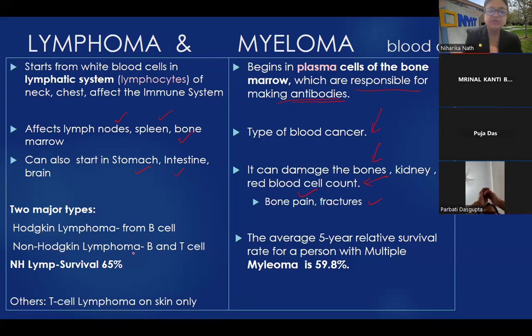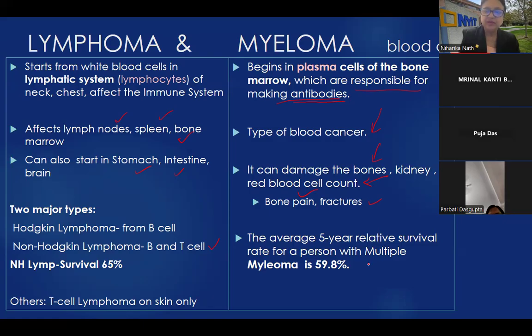In a non-Hodgkin's lymphoma, all the B cells and the T cells of the lymphocytes are affected. They are all cancerous. And so non-Hodgkin's lymphoma, see here, the survival rate is 65%. It's not many. It's a bad survival rate, okay? So non-Hodgkin's lymphoma is much more aggressive.